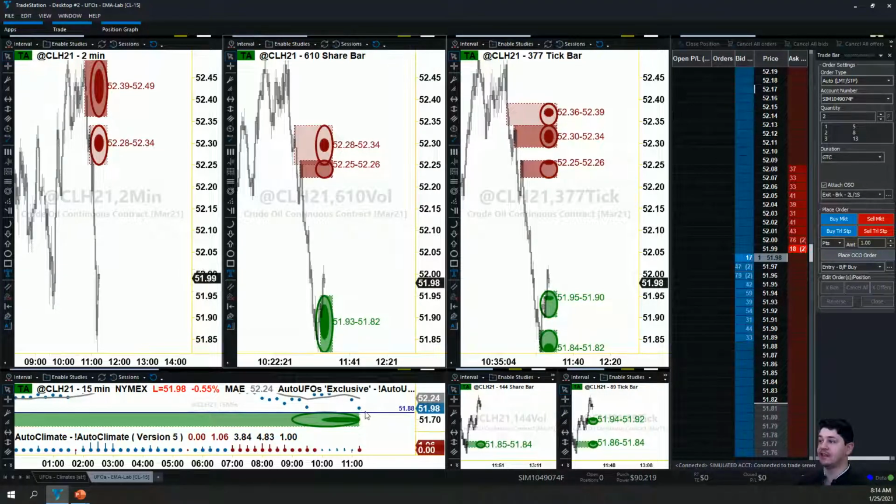So you know, that's our opposing UFO. The reason why we want to have this ahead of time is in the event that we do get filled on this trade, that is where our final target is going to be, right? Because we're looking at a sensible down climate. We're looking at this to go short, so we need to know where our final target will be. Our final target will be at 51.88.